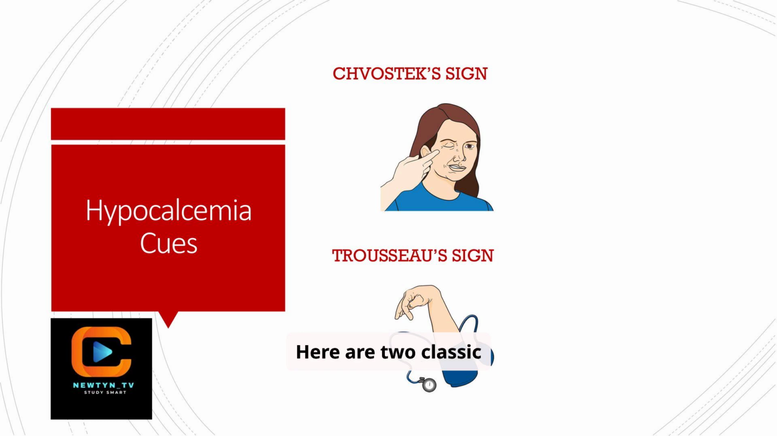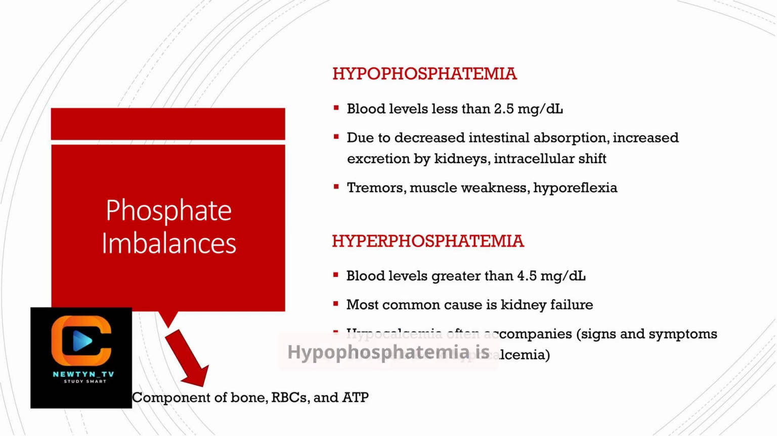Here are two classic signs of hypocalcemia: Chvostek's sign and Trousseau's sign. These are important physical exam findings to recognize.